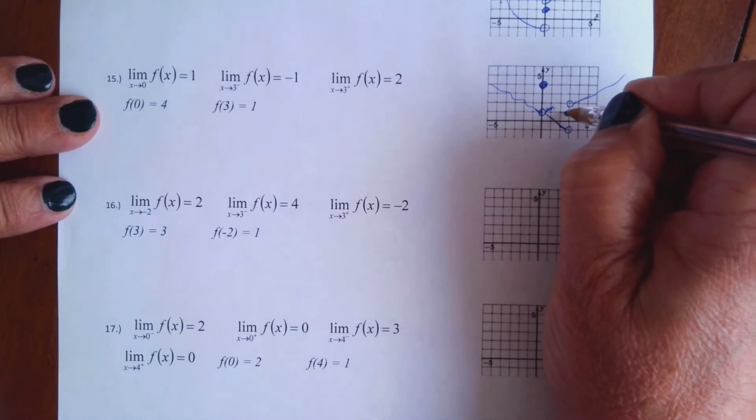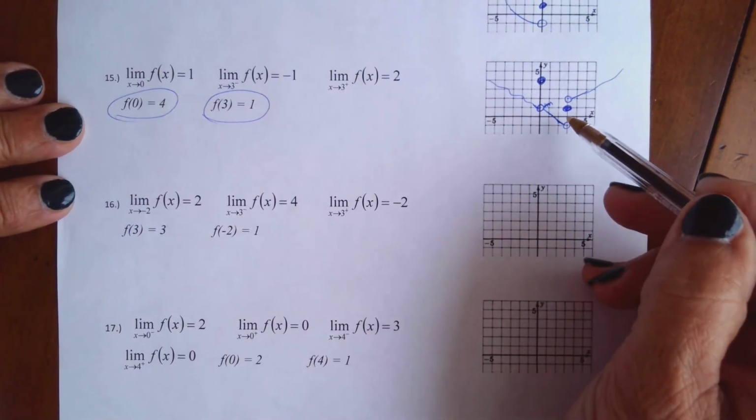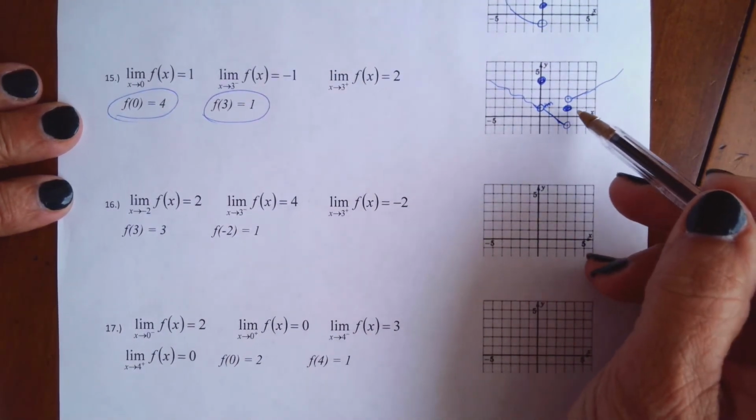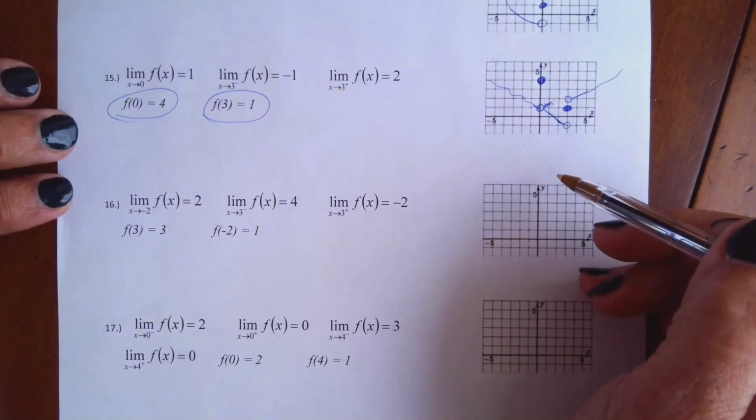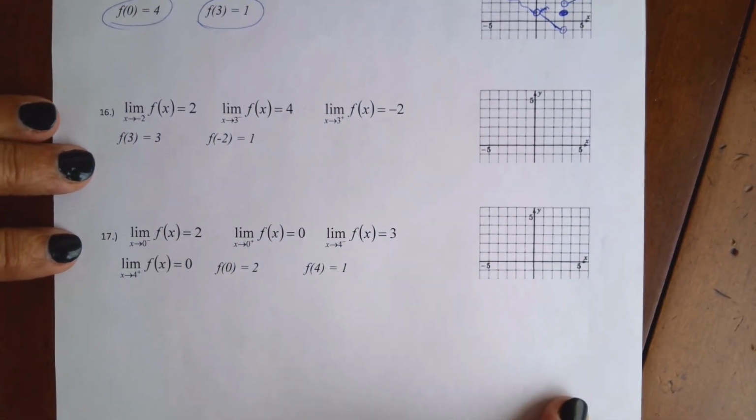Has nothing to do with the limits. Okay, so those are function values. Limits may or may not approach that. I just don't know. Okay, let's do 16 then.